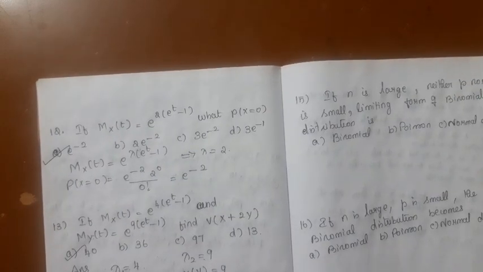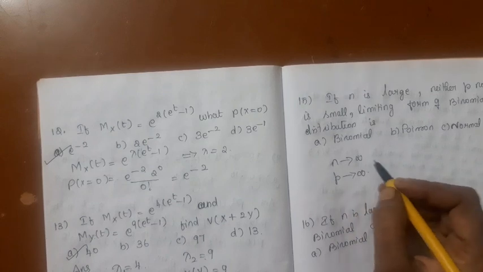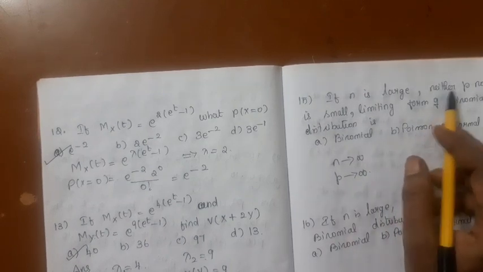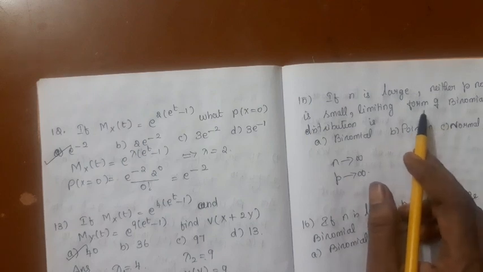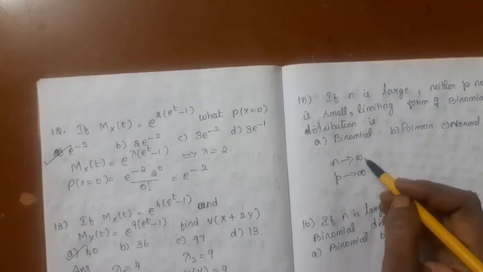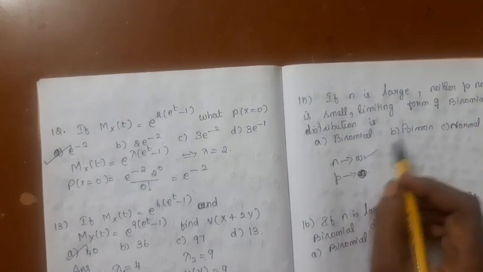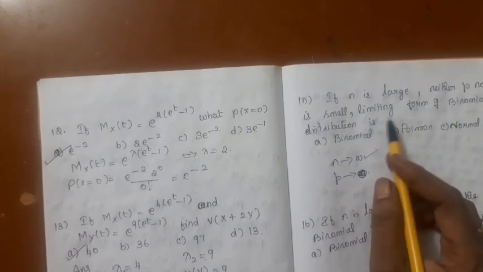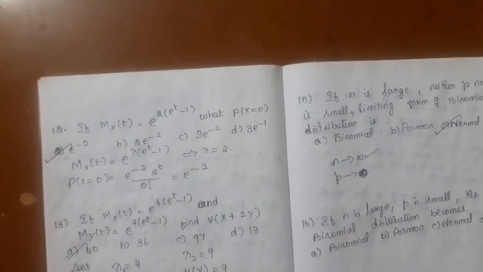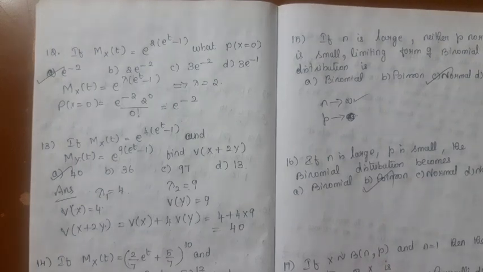Now come to the next question. If n is large, neither p nor q are small. See, when n is large and p is small, then binomial becomes Poisson. If neither p nor q is small but n is very large, when n is large, the distribution cannot be binomial, right? When n tends to infinity, the number of trials should be finite. Only then it is binomial. So this condition is right, but when p tends to 0, it becomes Poisson. But the statement says neither p nor q is small. So it is not binomial, it is normal. Okay. If n is large and p is small, binomial becomes Poisson.